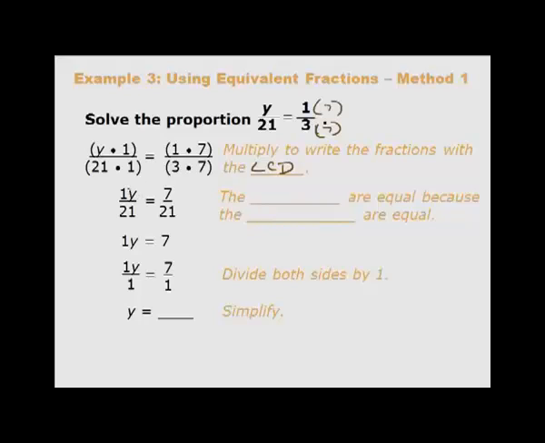Y times 1 is 1y. 21 times 1 is 21. This side, as we talked about, becomes 7 over 21. And once again, we know that the numerators are equal because the denominators are equal. So we're just going to look at this part. And as you can see, 1y equals 7. We'll divide both sides by 1. So y is going to equal 7.